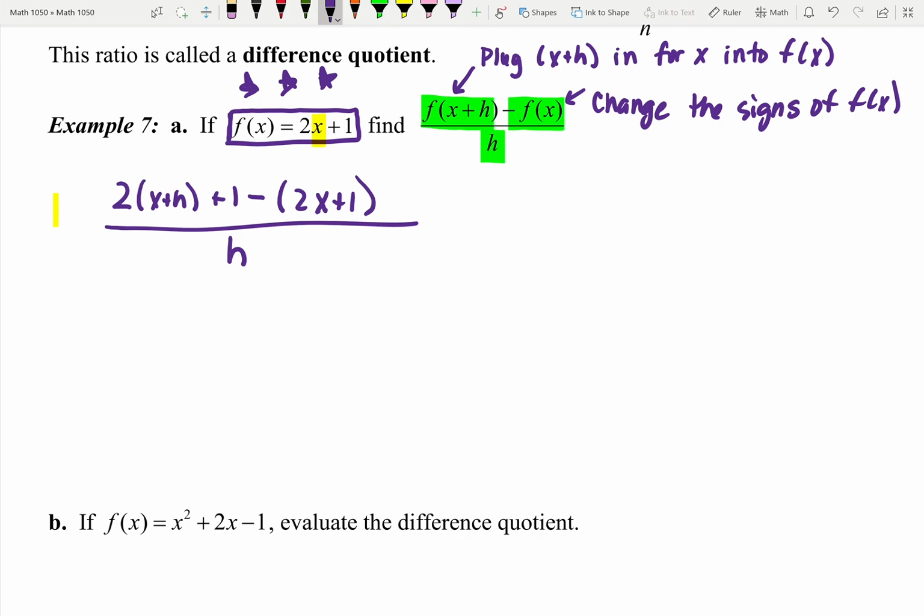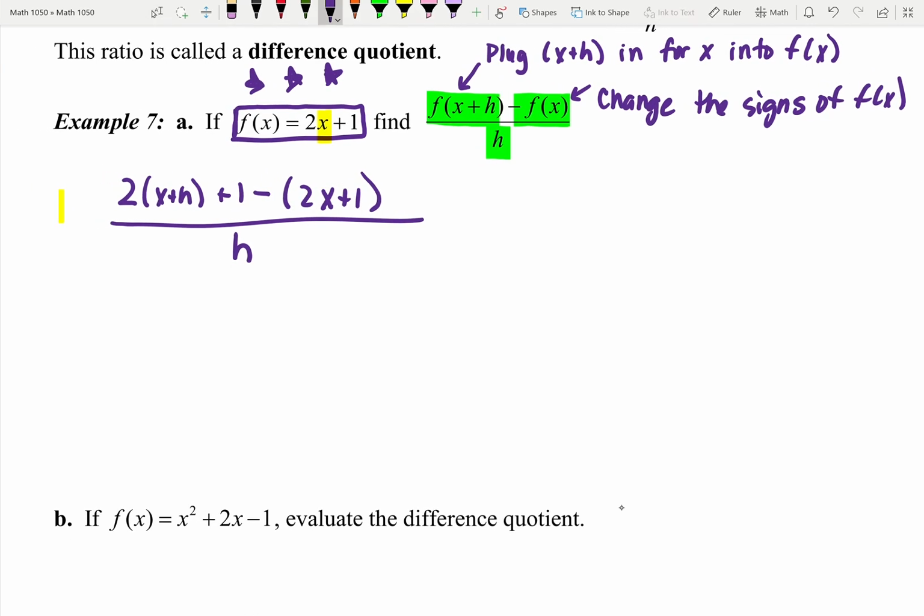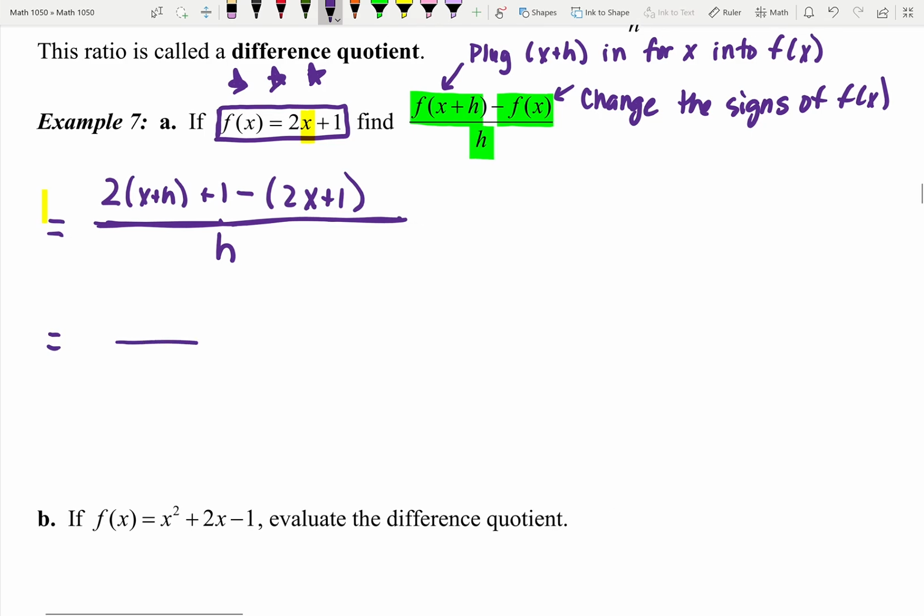Now I want you to freeze right there. Don't write anything for a second. This guy means go into f of x, wherever you see an x, put in x plus h. That's what I did right here, this part right there. This negative, put it there, then put your f of x, and then divide by h. Stick an equals in front of it. Follow your equals down. The bottom stays h.